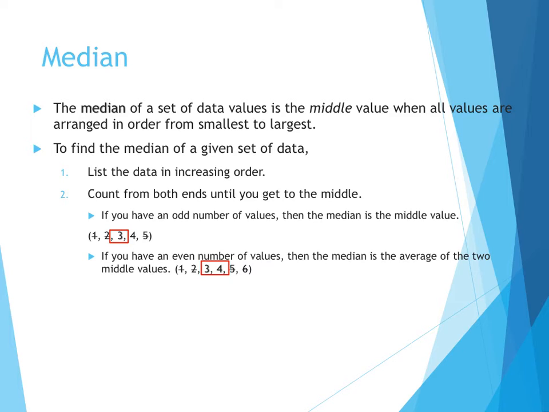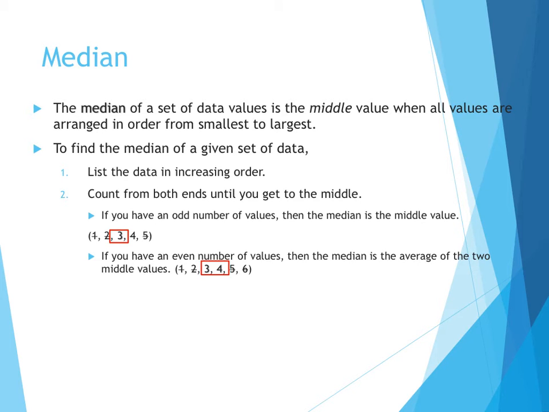For the median, we will be looking at the middle value when all of the values are arranged in order from smallest to largest. So the first thing you should always do is list the data in order, and then you'll count from both ends until you get to the middle. If you have an odd number of values, it will be the exact middle value, and if you have an even number of values, the median is the average of the two middle values.